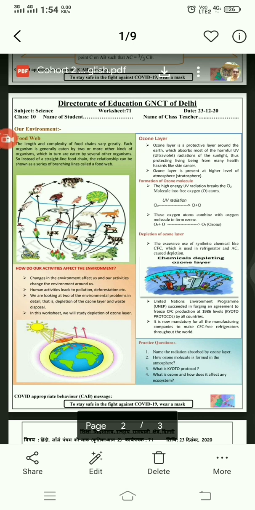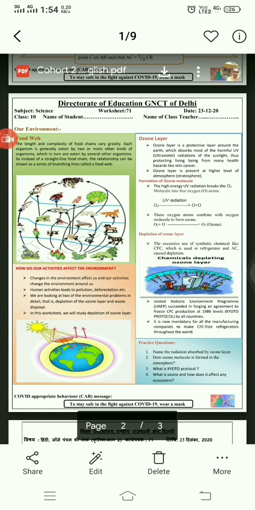Now, what is ozone layer? Ozone is a molecule of oxygen. Ozone is a triatomic molecule of oxygen. Ozone layer is a protective layer in the stratosphere at the height of 20 to 23 km from ground level. Its thickness is measured in Dobson units.